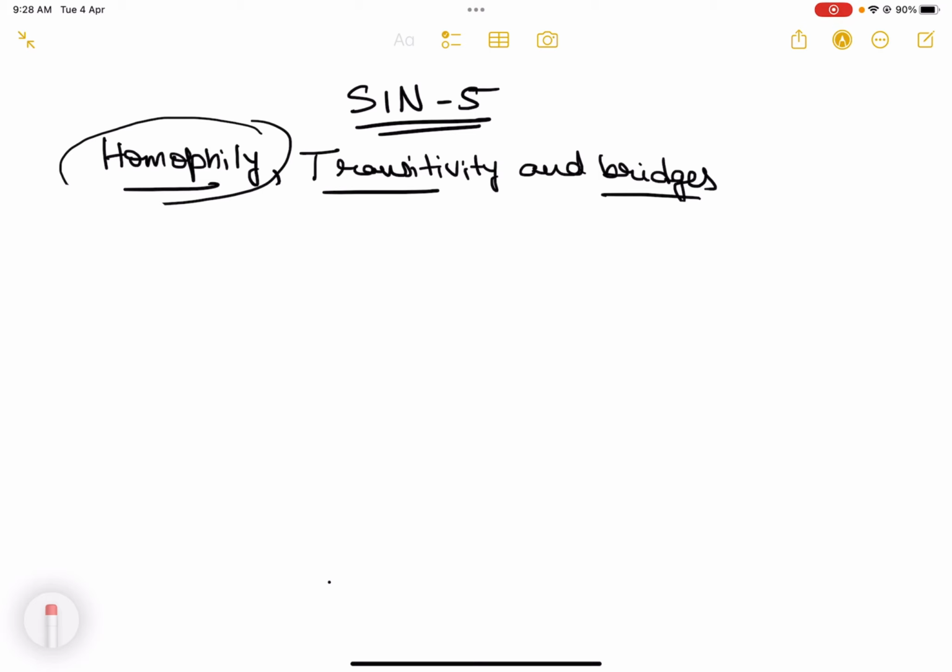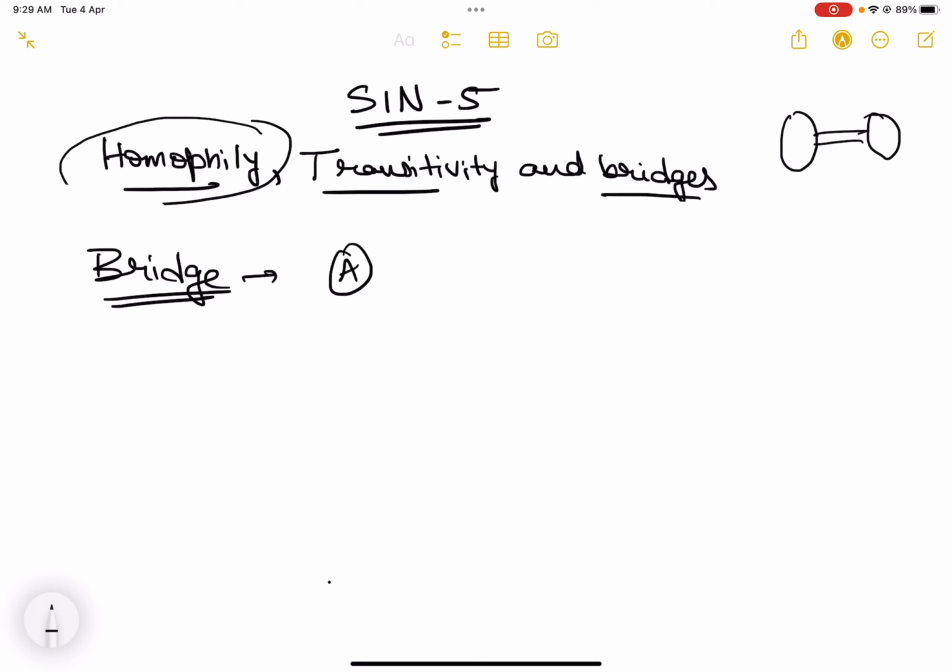Now let us discuss bridges. So what is a bridge? In general, for a layman, a bridge is a structure that connects two landforms or two pieces of land that are separated by some water or something. So that is what a bridge is in a graph also. A bridge is a node that connects two different clusters or two different groups.